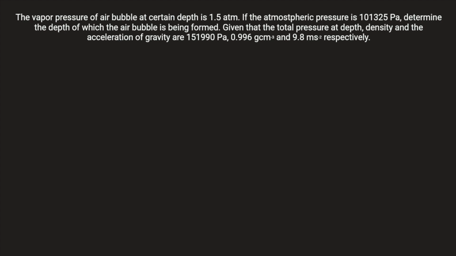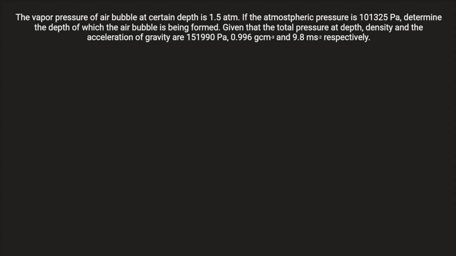Alright, moving on to the final question for this week. The vapor pressure of an air bubble at a certain depth is 1.5 atm. If the atmospheric pressure is 101,325 Pascal, determine the depth at which the air bubble is being formed. Given that the total pressure at depth is 151,990 Pascal, the density is 0.996 grams per centimeter cube, and the acceleration of gravity is 9.8 meter per second squared, respectively.